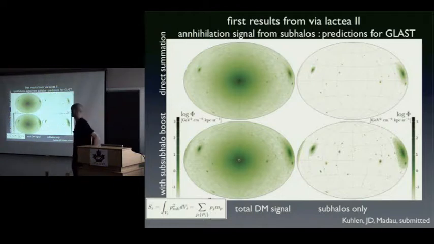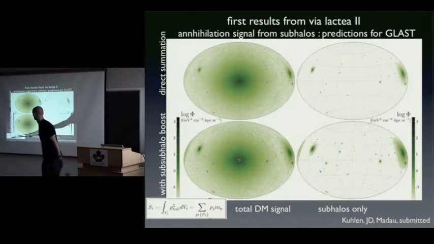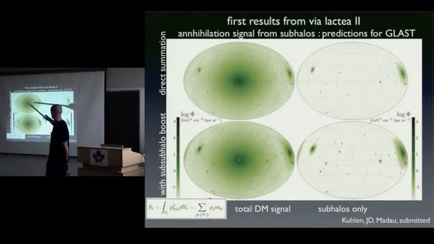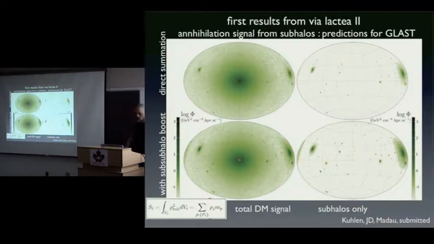We've used the simulation to make predictions for GLAST, for what subhalos could be detectable in gamma rays. Again, we just have to integrate over the density squared times the volume. These are all sky maps for observers located at 8 kiloparsecs from the galactic center. The one on the top is just a direct summation over the structures that we resolve in the simulation. Here's including everything, and this is just including particles within subhalos.